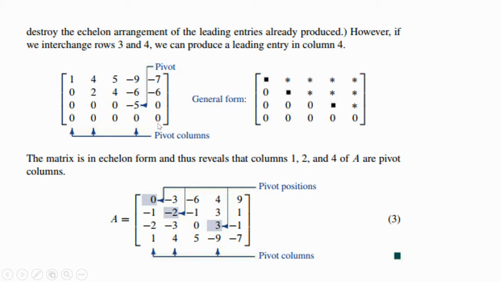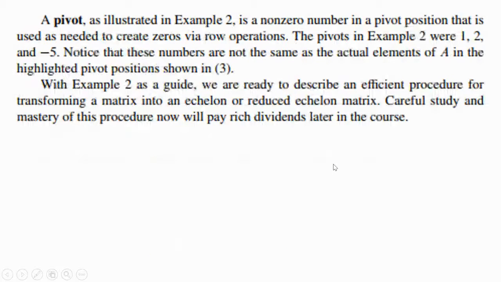Now, if you look at this, you can say, oh, there is a solution. There's a free variable, so that's whatever we want it to be. But here are your pivots. You have a pivot at 1, you have a pivot at 2, and you have a pivot at -5. So columns 1, 2, and 4 are the pivot columns.